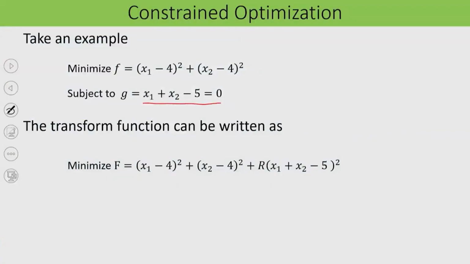I have written this function, capital F, which is a function of x and r. This is the objective function and this is your constraint. For the parabolic function I have used r into (x1 plus x2 minus 5) whole square. This is an equality type constraint, so this value should be equal to 0. If this part is 0, that means there is no penalty; otherwise, if it is not 0, you are putting a penalty on those solutions. I can minimize this function using any algorithm.